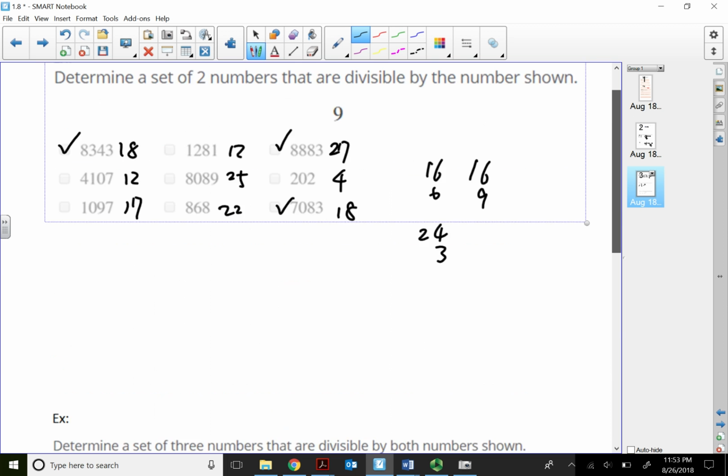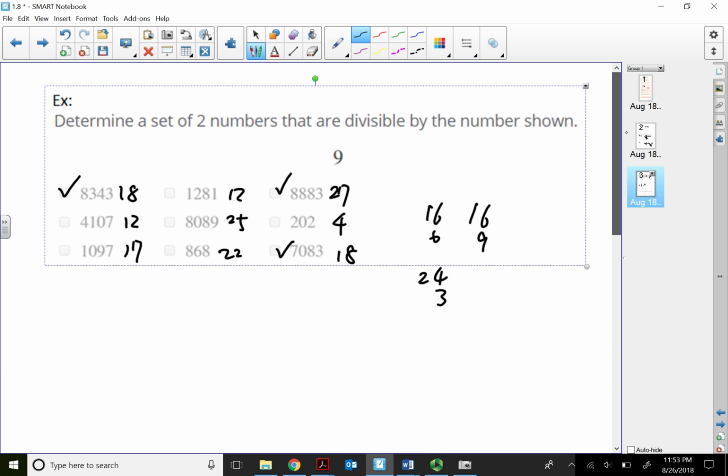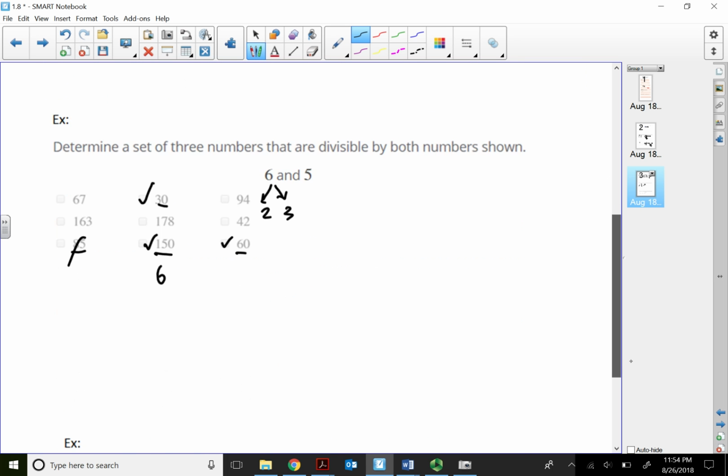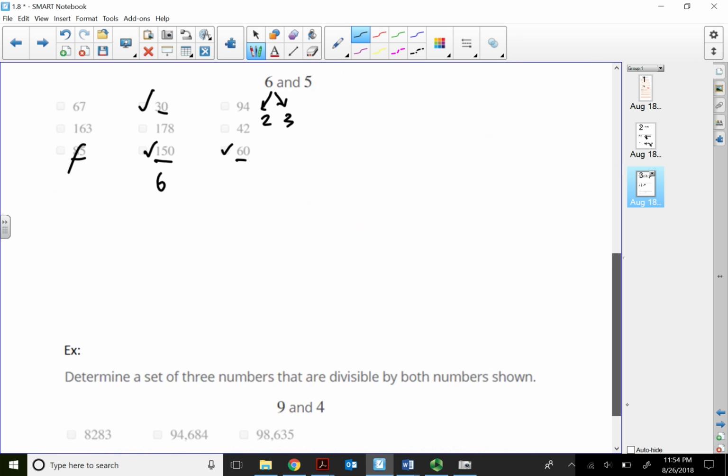I'm still trying to determine a set of 2 numbers. I must have done something wrong. This is 3 plus 3 is 6. 6 plus 4 is 10. 10 plus 8 is 18. Yeah, that's right. That is 7 plus 8. 7 plus 8 is 15. 15 plus 3 is 18. So this one is weird. This is 3 of them. I wonder why they say 2.